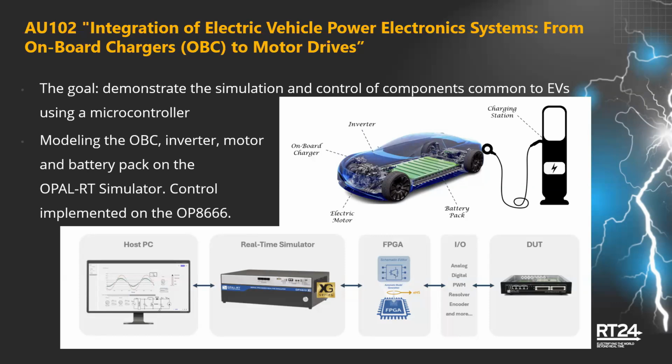Now, we have all this modeled on our OPAL-RT simulator, but how do we generate these switches? How do we control the firing of these gates such that we get good power delivery to our motor and also whenever we need to charge our battery? That is handled by the OP8666, or our microcontroller in this case. The microcontroller here simply measures what is going on inside of our simulation and then generates the appropriate gating signals so that we control these fast switching components as effectively as possible.